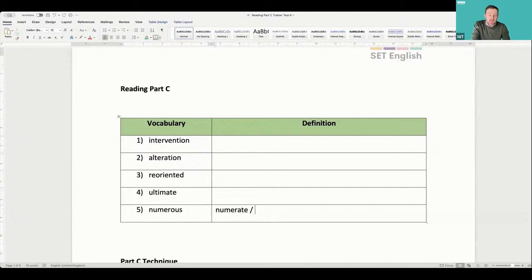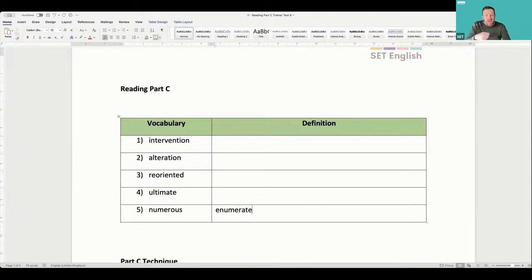So to be numerate and to be literate. Literate means you can read and write. And numerate means you can count. If you're a literate person, it means you can read and write. If you're numerate, it means you can count. Now, the verb is this.